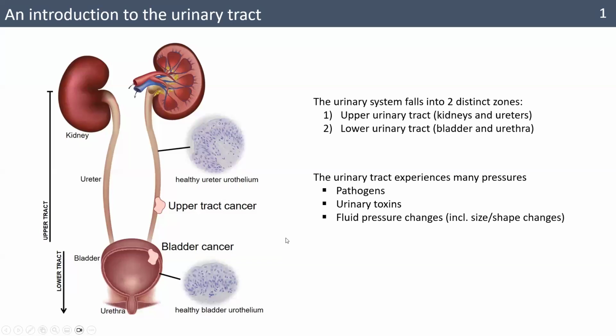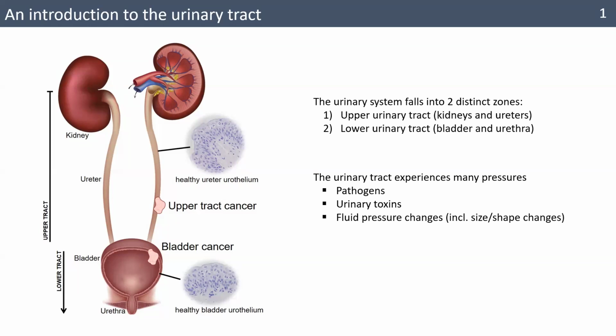So firstly, a bit of anatomy. Our urinary system has two distinct zones. We have the upper urinary tract, which is the kidneys and the ureters. They're the pipes that connect the kidneys to the bladder. And then our lower urinary tract, which is the bladder going down to the urethra.